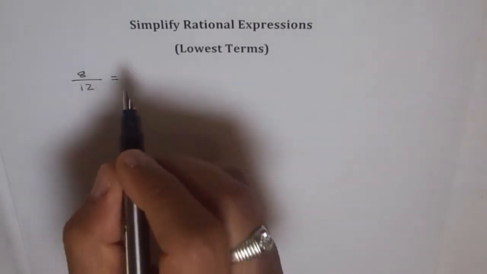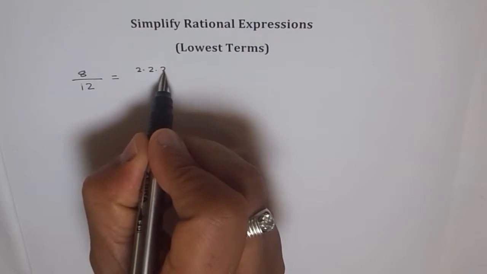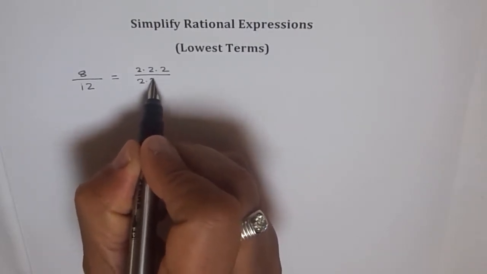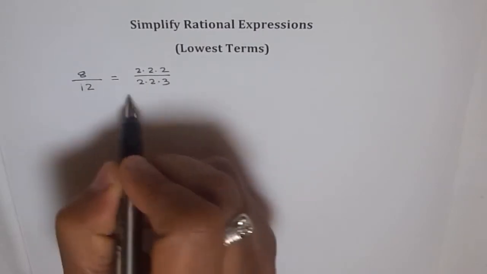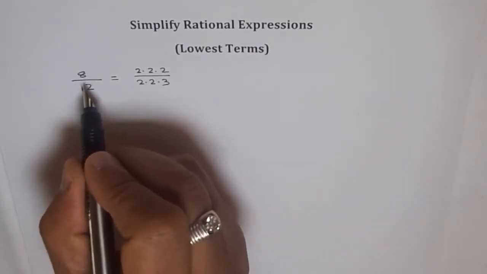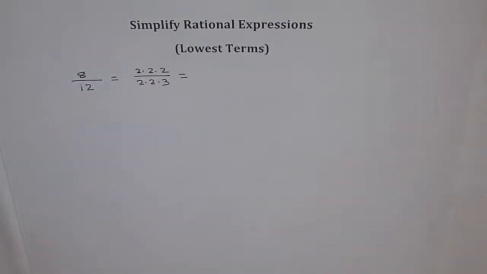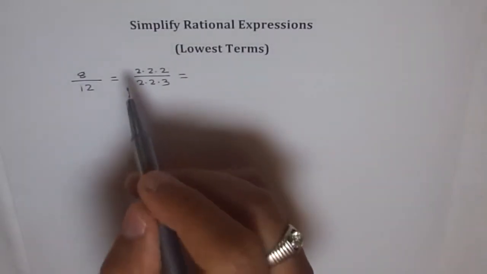We write 8 as factors, like 2 times 2 times 2, correct? And 12 can be written as 2 times 2 is 4, and 4 times 3 is 12, correct? So we get these kinds of factors. We actually first factor them, and then once we factor them, we see which factors are common in the numerator and denominator, and then we cancel them out.